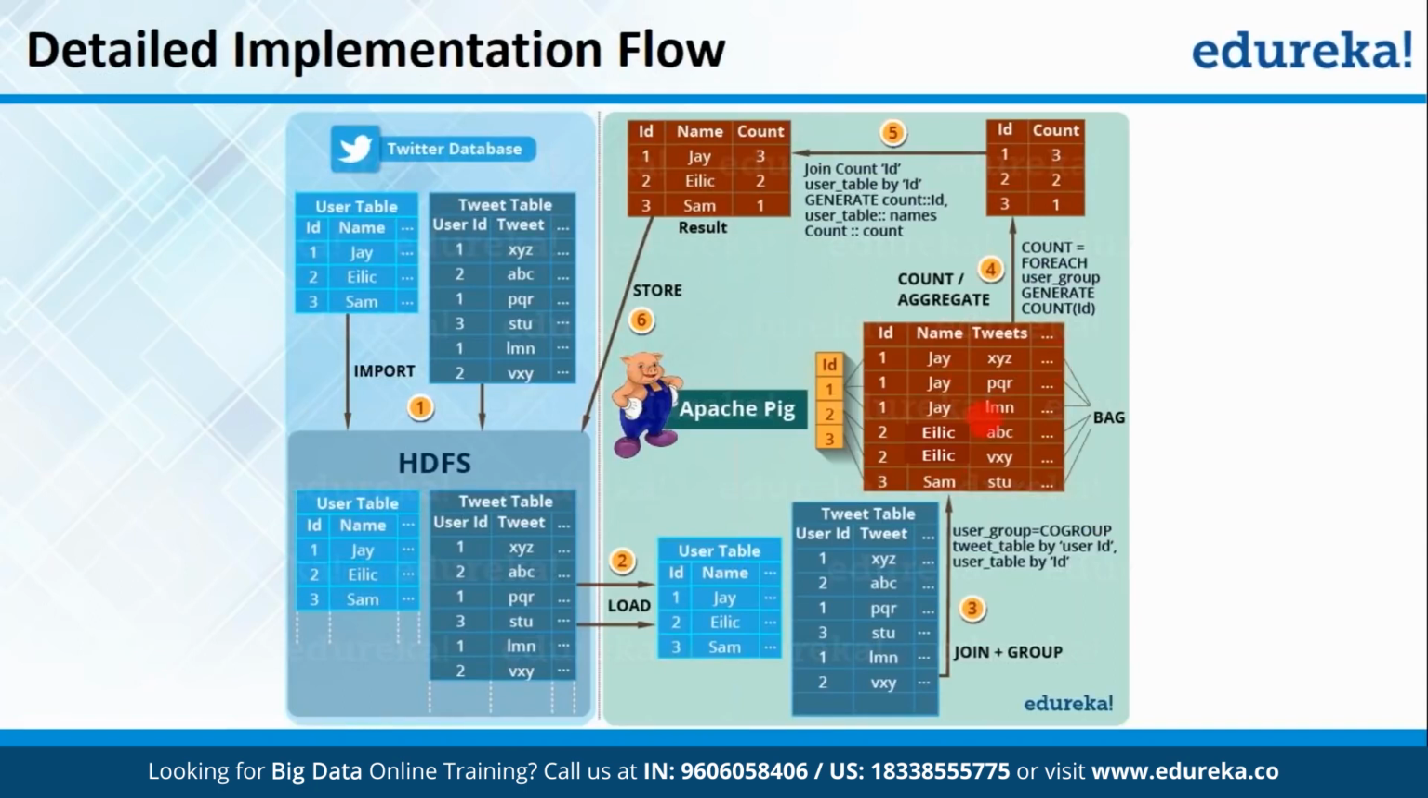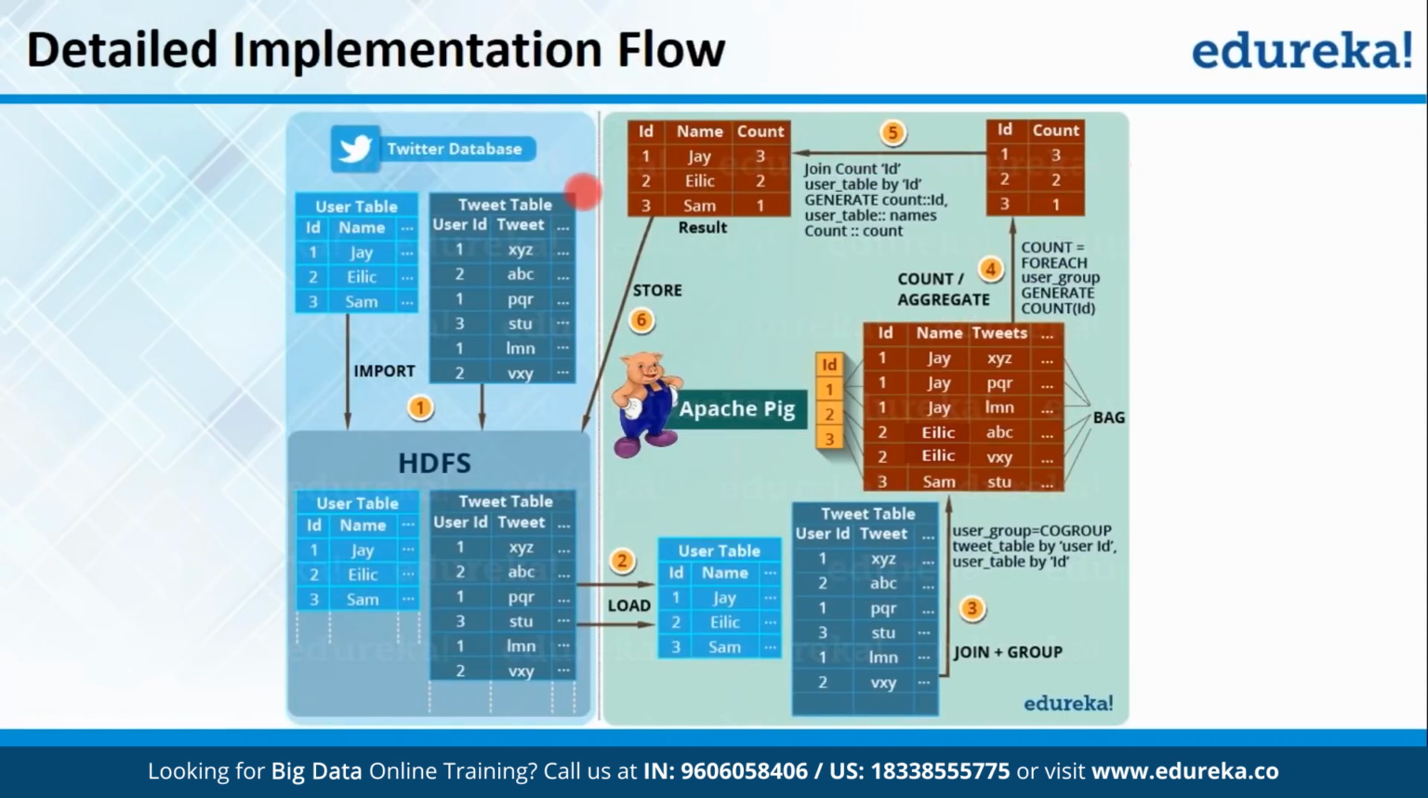So once we have this, the next step is to count the number of inner bags or the number of rows for a particular ID. So if you see the result, we have 3 count for 1, right? Because 1 had 3 different rows or 3 different inner bags. Similarly, 2 had 2 rows right here, and 3 had 1 row, and that is why it is 3, 1.